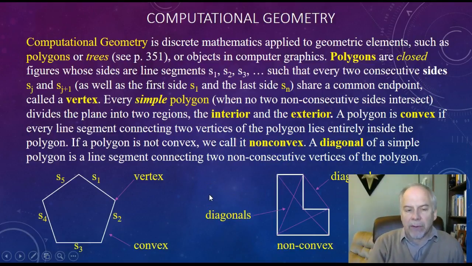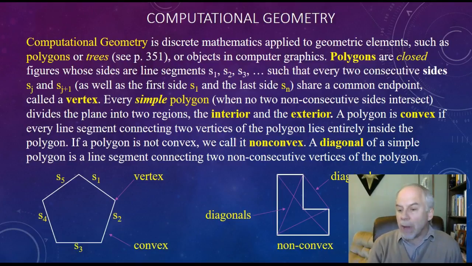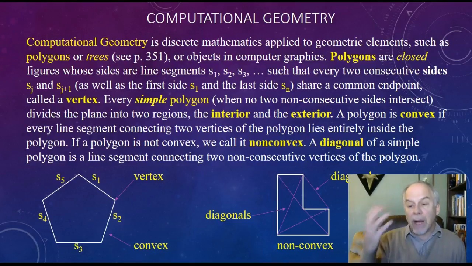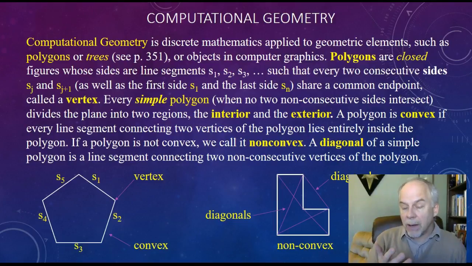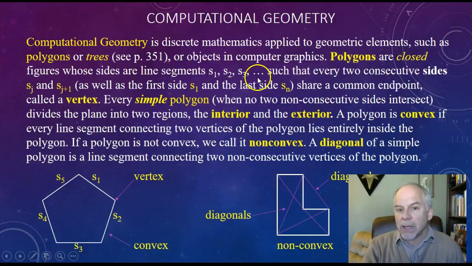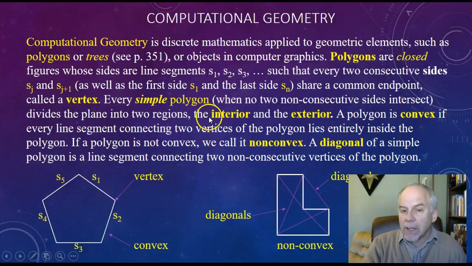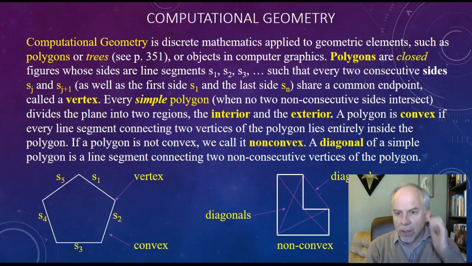Now, the principle of mathematical induction can be applied to geometric figures, including graphics. So computational geometry is what we call discrete math applied to geometric elements, such as polygons or trees. Now, we don't have the time to study trees in this class, but you can read up on trees on page 351. Trees are objects in computer graphics. But we're going to apply it to geometric polygons, first of all.